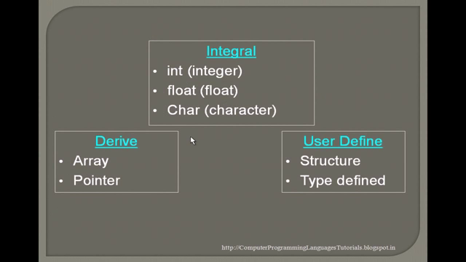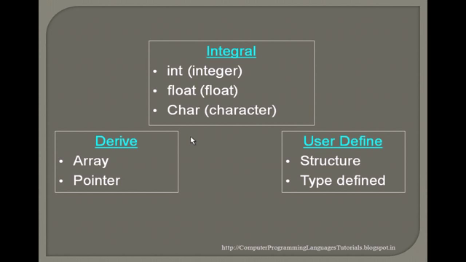The first in integral is the data type integer. In integer, you can store whole numbers, that is, numbers without any decimal point. In float, you can store a fractional number, and in character type, you can store alphanumeric data. You can even store symbols in the character data type. You can also store a digit, but if you store a digit in character type, then that digit is treated as a character, not a number.